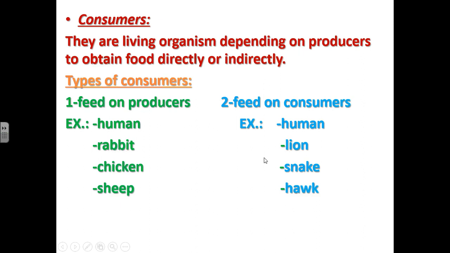What about the second type, which depends on plants indirectly? Like human, sometimes humans eat animals, and these animals eat plants, like cow, like sheep. Lion, snake, hawk, they eat animals, and those animals ate plants before. Okay?